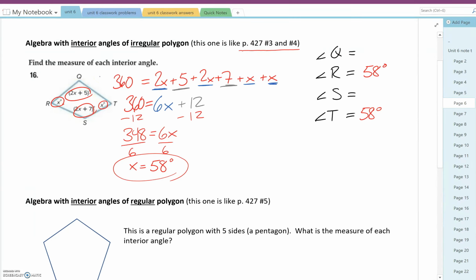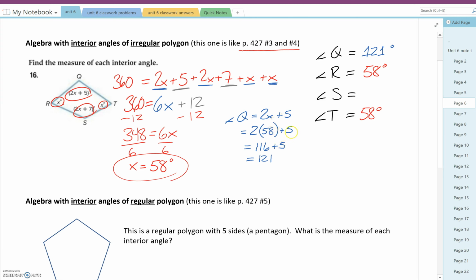Angle Q is 2x plus 5. Well, I know that x is 58, so I can substitute a 58 in there. 2 times 58 is 116. 116 plus 5 is 121. So angle Q is 121 degrees.